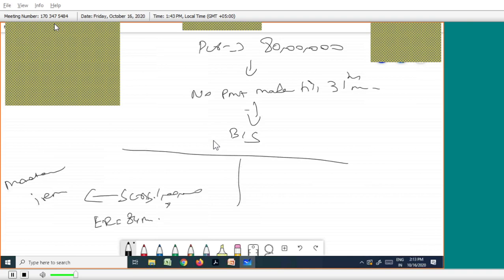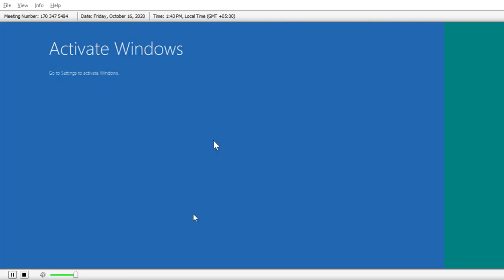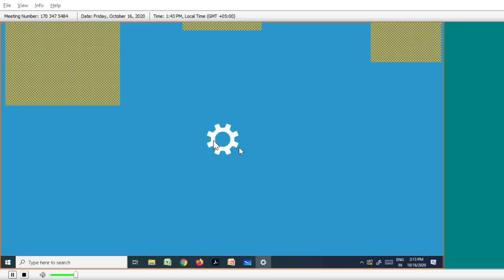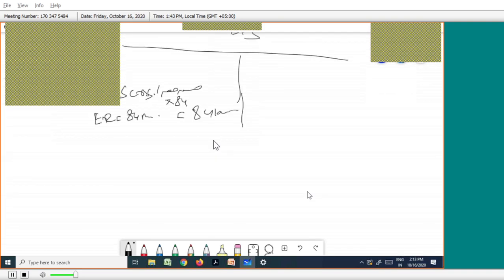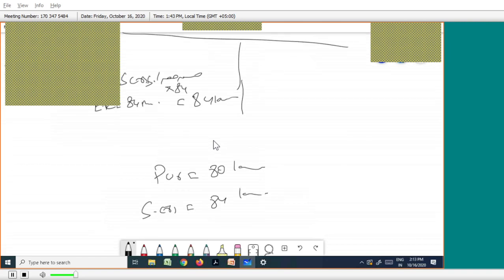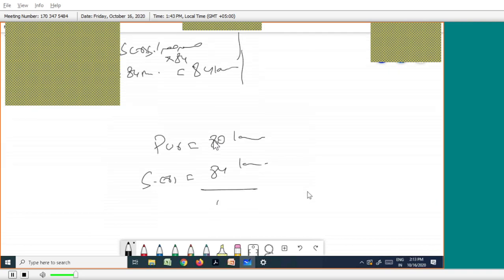So what I should do? $1 lakh into 84 equals 84 lakhs. That we know now. The point is, initially purchases were 80 lakhs, but the sundry creditors becomes 84 lakhs. So extra how much? 4 lakhs.